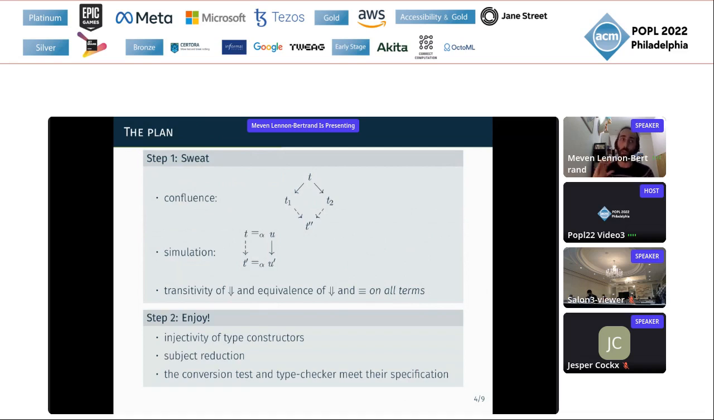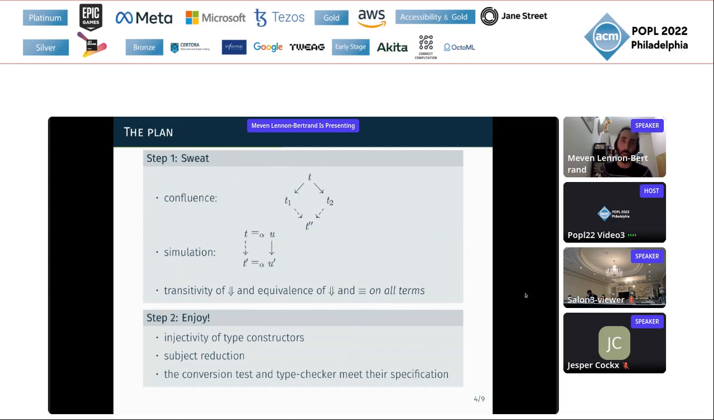And this is the main theoretical property that we want. And from that, you can prove that the conversion tests and the type checkers meet their specification. So that's the plan. First, sweat on the untyped setting using reduction. Once you've done that, the rest of the meta theory follows. I mean, it's still quite long to get there, but maybe the most crucial points are up here.